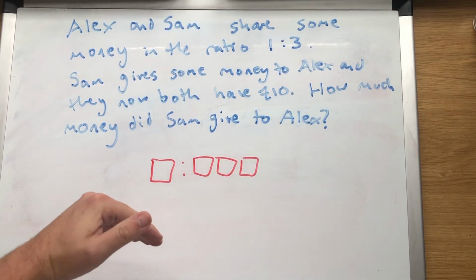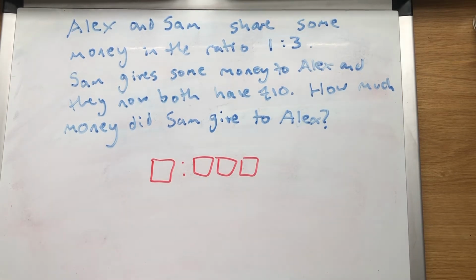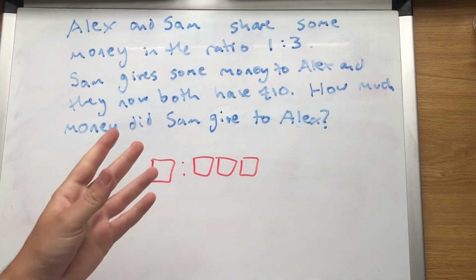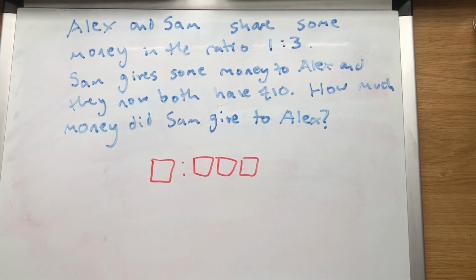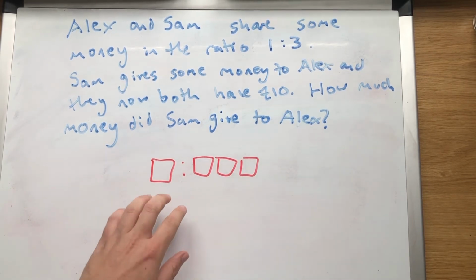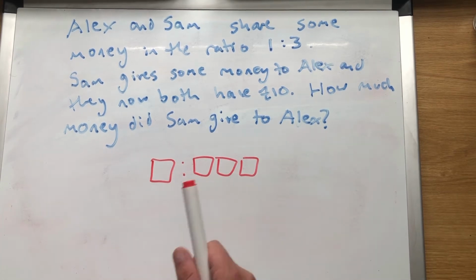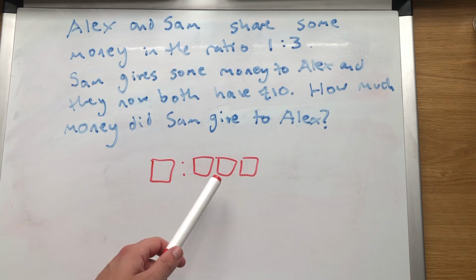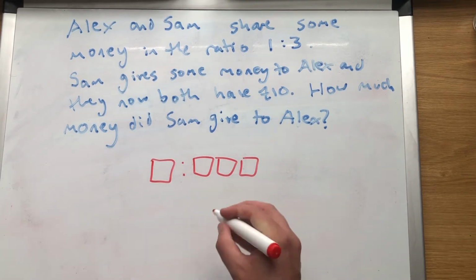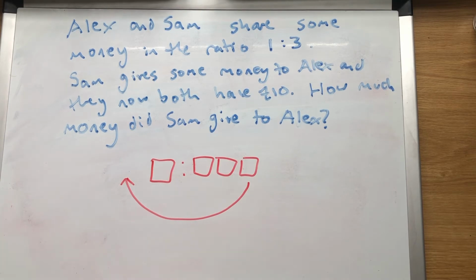We know that Sam gives some money to Alex and they now both have £10. Well, if they both have £10, they both have the same amount of money. Does this here look like it could possibly be the same amount of money? Well, no, because this is one box, this is 3 boxes. We need to find a way to make it equal. In total, there are 4 boxes. So to make it equal, both of them would have to have 2 boxes. For both of them to have 2 boxes, Sam has to give 1 box to Alex.